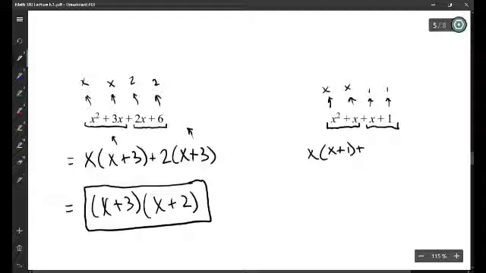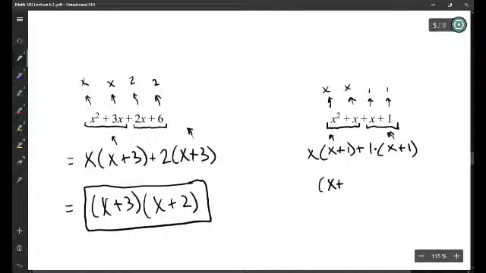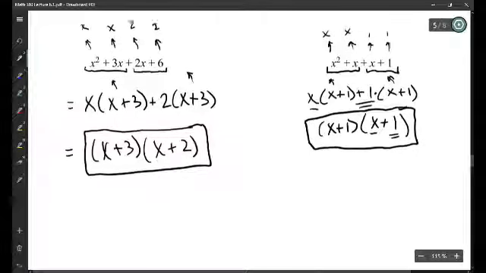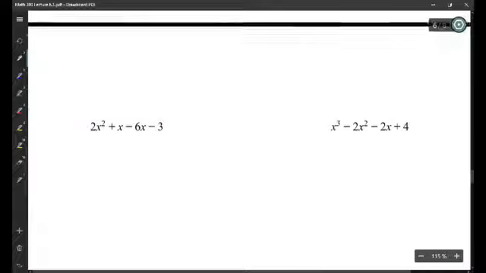plus, here we factored out a 1, so the terms remain unchanged. Then we see our common binomial factor of x plus 1. We factor that out, and we have x plus 1 times, well, the same expression, x plus 1.